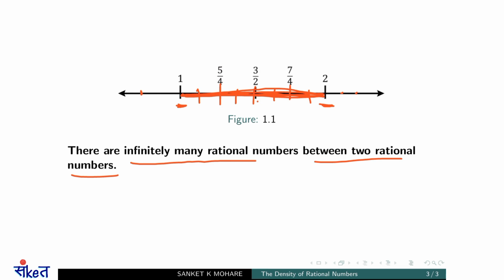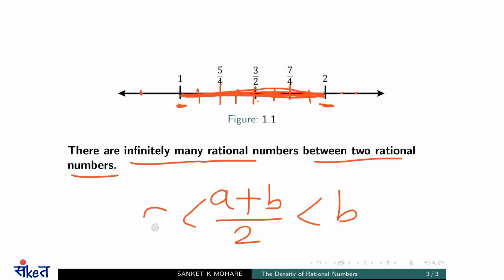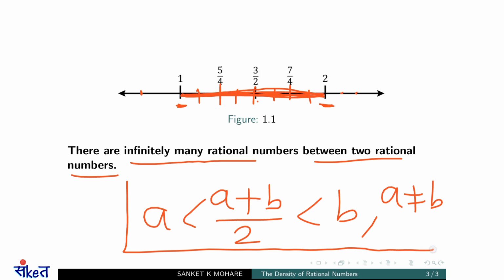We can find rational numbers as many as possible between two rational numbers with the help of this average method, (a plus b) divided by 2, which lies in between a and b. Here a and b, obviously, are distinct. So remember this for finding rational numbers between two rational numbers.